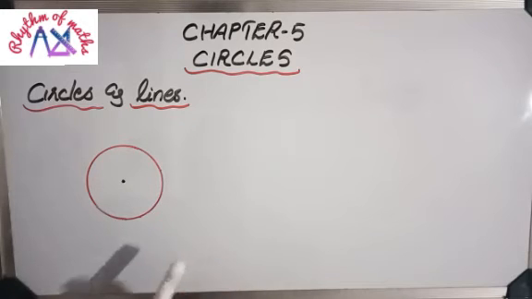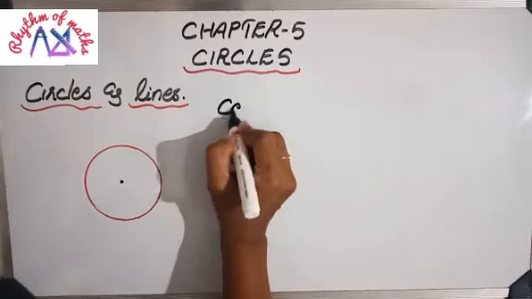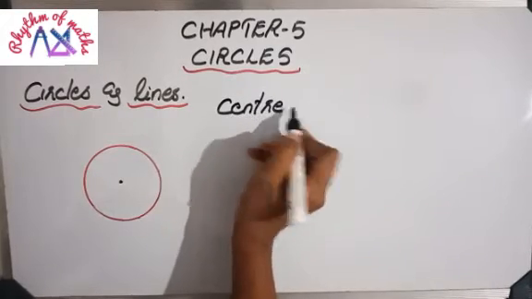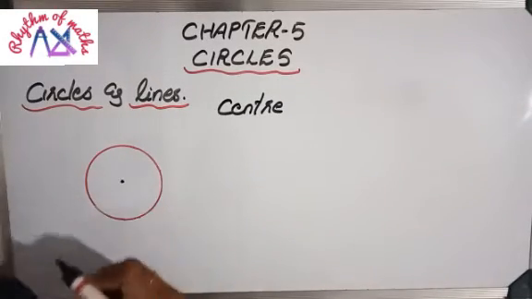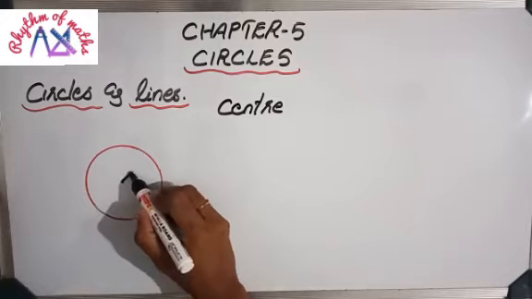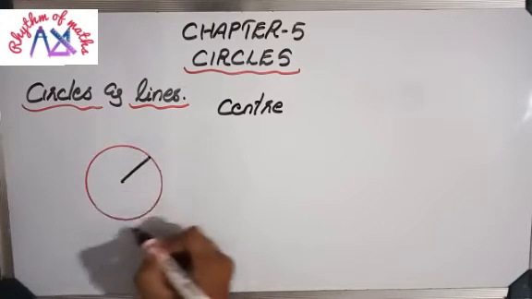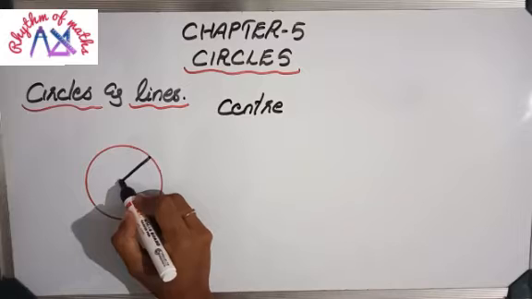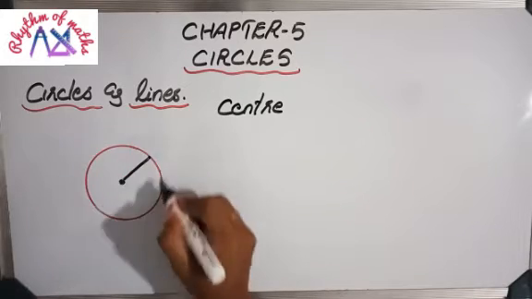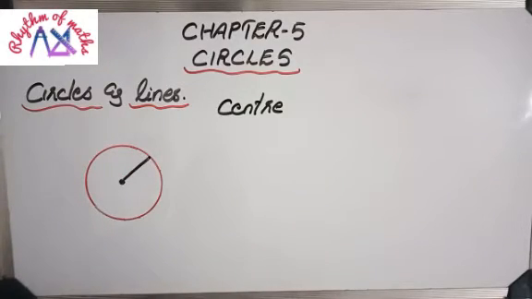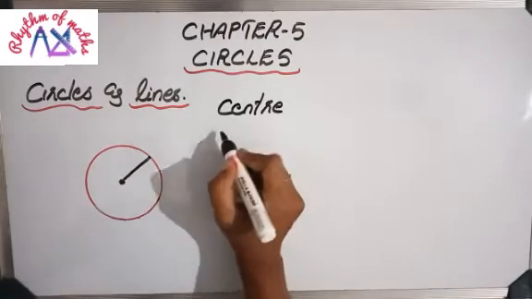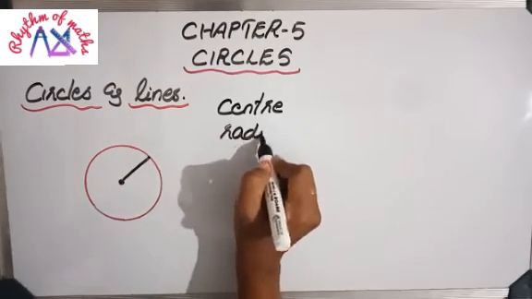First one, a circle has a center point. Next, from the center, we can draw a line to any point on this circle. From the center point to anywhere on the circle, we can mark the lines. This line is known as radius.